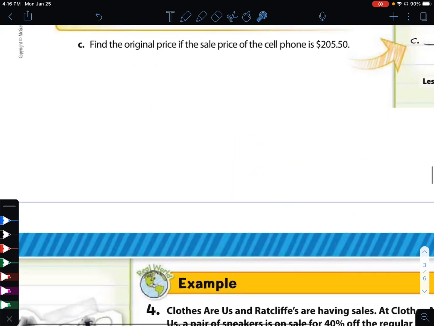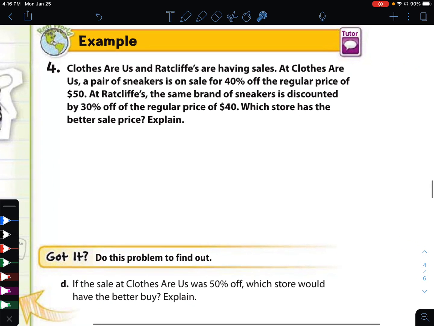Let's take a look at example number 4, the last word problem. Clothes R Us and Ratcliffe's are having sales. At Clothes R Us, a pair of sneakers is on sale for 40% off the regular price of $50. At Ratcliffe's, the same brand of sneakers is discounted by 30% off the regular price of $40. Which store has a better sales price?